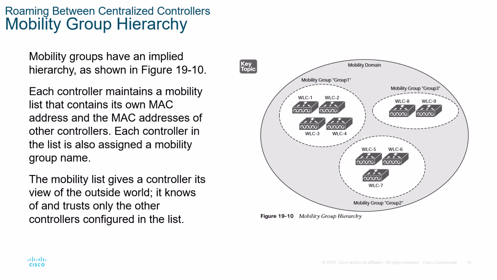In this example, we can have a large mobility domain, and within the large mobility domain, we can have different mobility groups that are assigned and grouped. Again, roaming can still occur between the different groups, however, it's going to be less efficient. The mobility list will give a controller its view of the outside world that it knows and trusts, as well as what's configured within its own group. Each group will maintain a list of its own MAC addresses and the MAC addresses of the other controllers within its group.